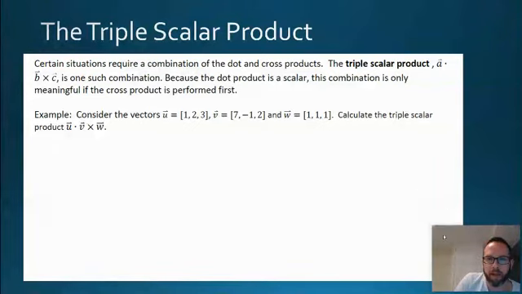So the triple scalar product is just between three vectors, a dot product then a cross product. And you don't have to worry about which one to perform first because you can't do a scalar crossed with a vector. You can only do a vector cross with a vector. So in our example with u, v, and w, we're going to do u dotted with v cross w. Well, I can't do u dot v first because that gives me a scalar, and I can't do scalar cross vector. But if I do v cross w first, that gives me a vector, and I can do u dotted with a vector. So there, the order is implied.